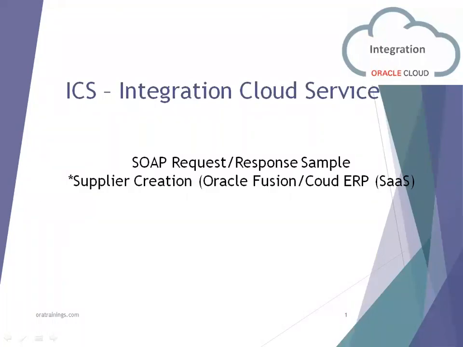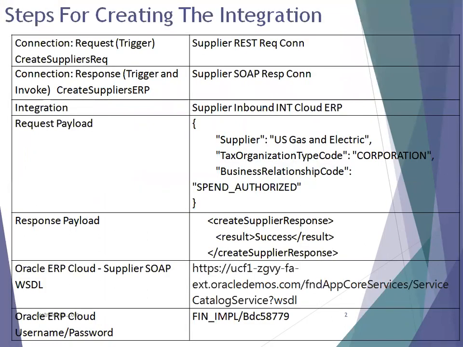In this session, we'll discuss how we invoke a SOAP web service from Oracle Fusion Cloud using ICS integration. You can call it an inbound integration using ICS. In this particular sample, we are trying to invoke a SOAP web service of Fusion Cloud ERP from ICS. Let's understand what the steps involved are. So these are the steps involved in achieving this integration.